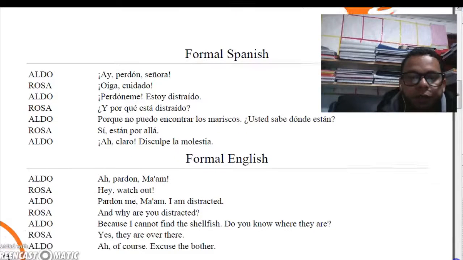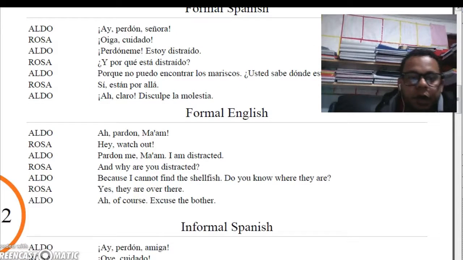In formal English: Oh, pardon me, ma'am. Hey, watch out. Pardon me, ma'am. I'm distracted. And why are you distracted? Because I cannot find the shellfish. Do you know where they are? Yes, they are over there. Ah, of course. Excuse me for the bother.